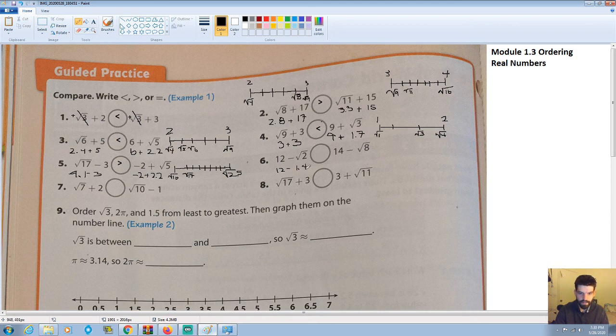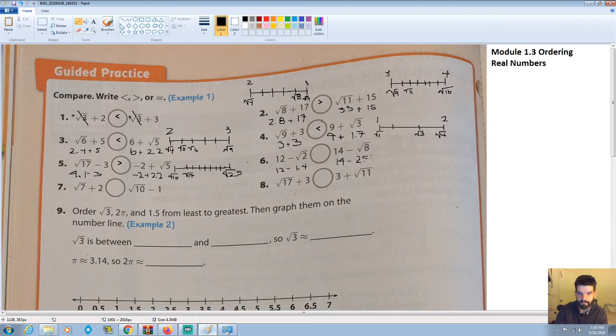So the two that would fall between is the square root of 1 and the square root of 4, and it'll be about 1.4. So it'd be a little bit less than what would be like the square root of 2.5. I'm sorry. So it'd be about 1.4. So we have 12 minus 1.4, and then 14 minus the square root of 8. We saw in number 2 that that's about 2.8.